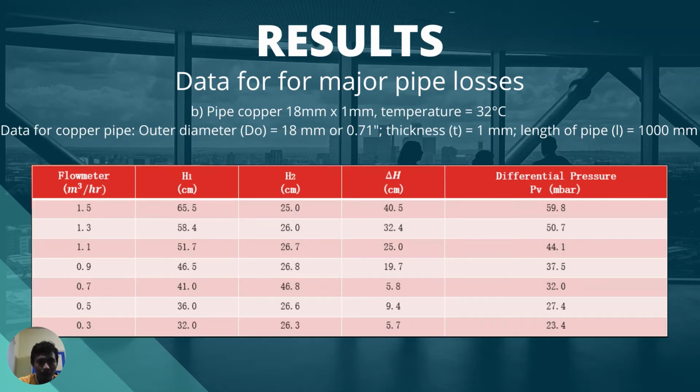Next, for the copper pipe at 10 mm times 1 mm, temperature is 32 Celsius, outer diameter 10 mm, thickness 1 mm, length of pipe 1000 mm. So it shows the data for delta H of the copper pipe.